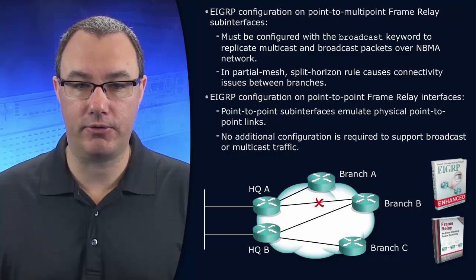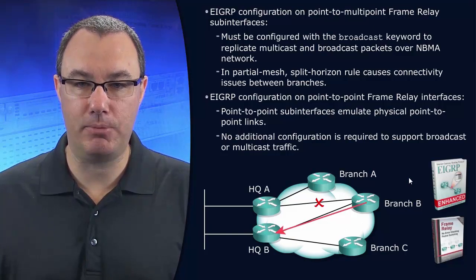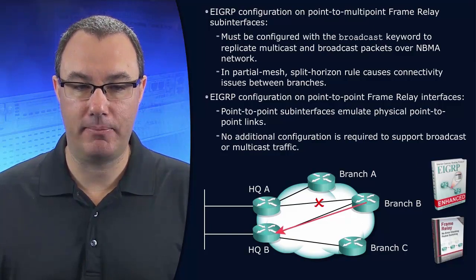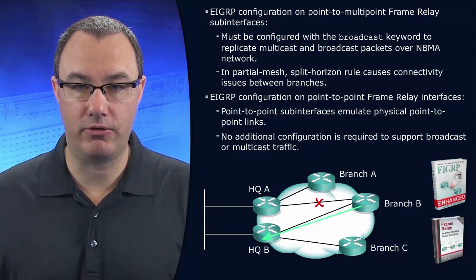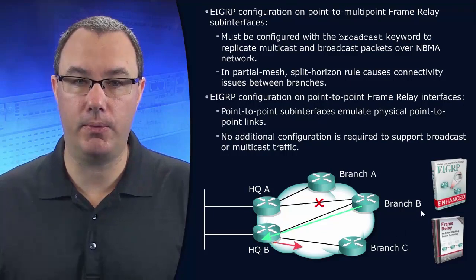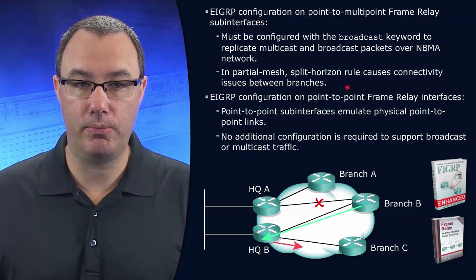So allow me to illustrate. If I advertise a network from branch B, headquarters will be unable to relay that back out the same interface over to branch C. So again, an update comes from branch B to headquarters. Would that go out over to branch C? The answer is no, it would not. Why? Because the split horizon rule would prevent it.